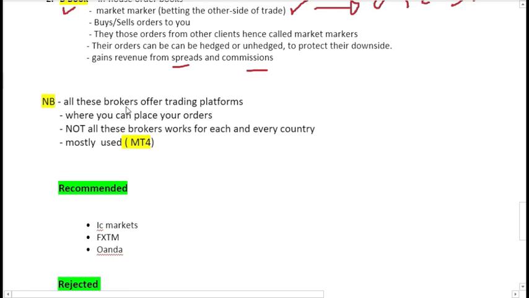So all these brokers offer trading platforms, right? Whether it's an A book or B book, they give you software so that you press a button. But you should be very careful. You should have the knowledge to say, I'm ready. So where you can place your orders, like I have said, you should have knowledge first. Not all brokers work for each other. Not all brokers work in every country, right? You should mostly do your own research, but the platform that they use is MT4. I will show you about these software in later stages.